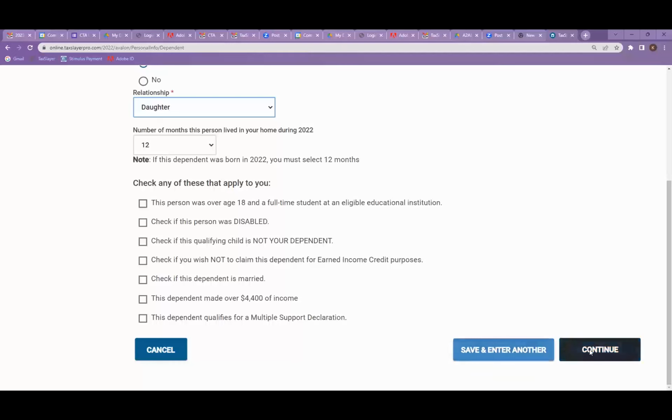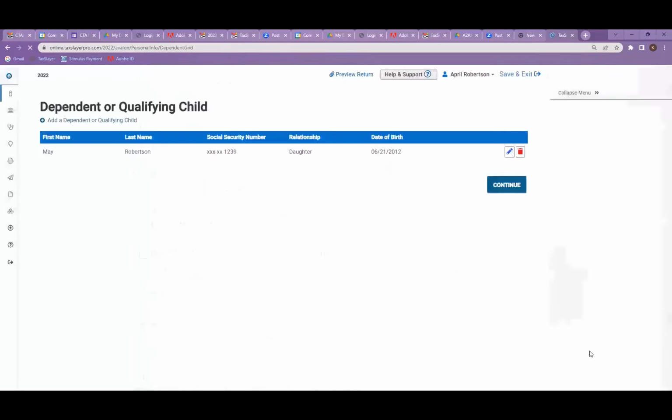Okay, so none of these boxes have to be checked. Hit continue, but you have to go through it again. It's QC or QR rules and the exceptions to the QC and QR rules. That's what those boxes signify. That is the only qualifying child we're entering. If you had more than one, you would enter it here. Hit continue.